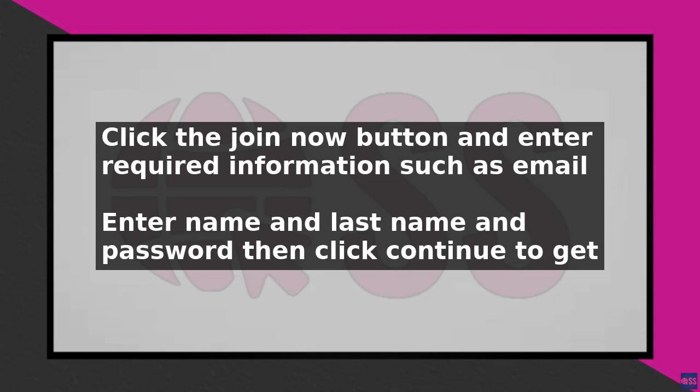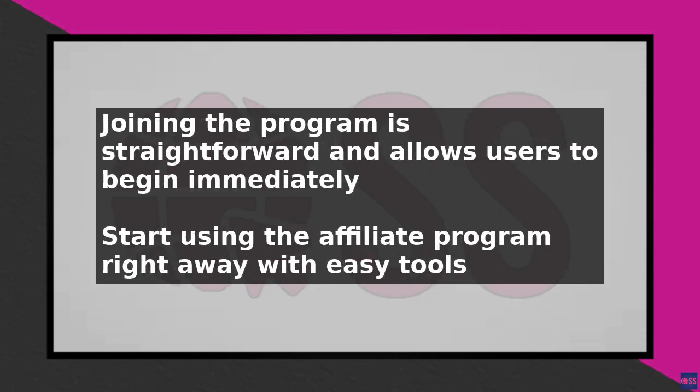To join, simply click on the Join Now button and enter the required information, including email address, name, last name, and password. Then click Continue to get started. This process is straightforward and allows users to begin using the affiliate program right away.